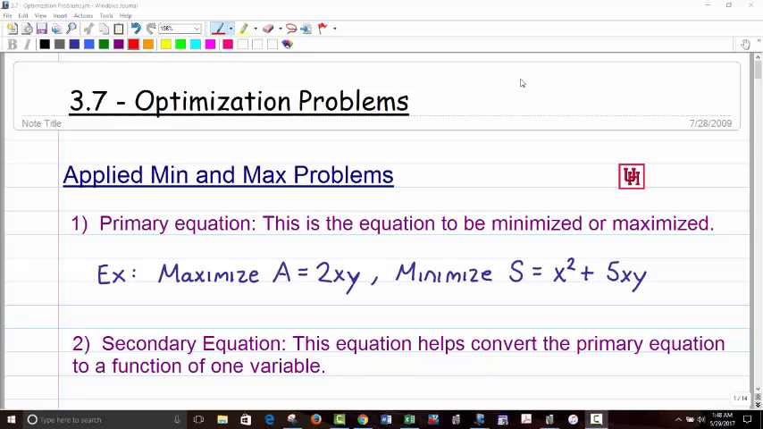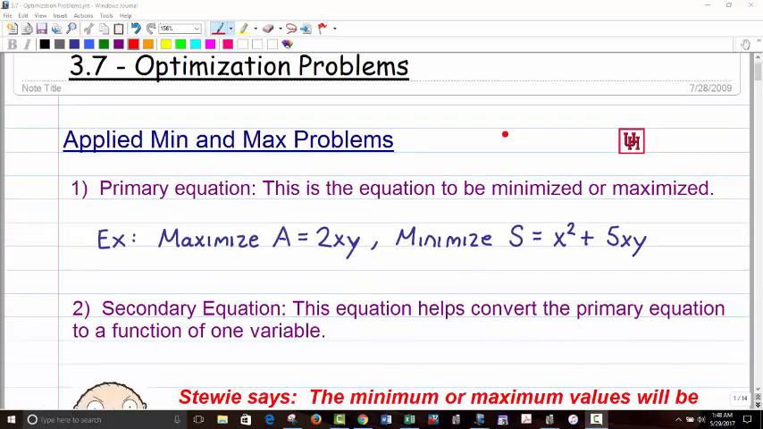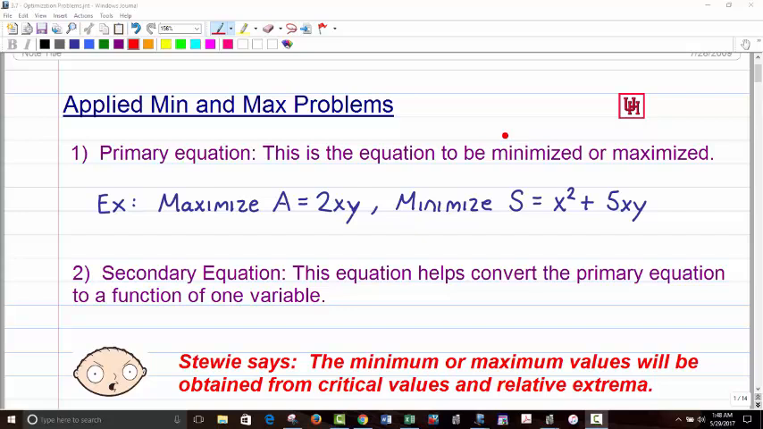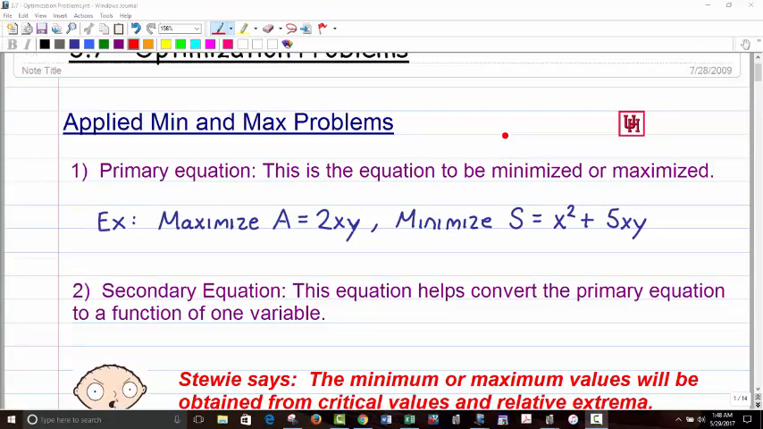Hello, this video is entitled Optimization Problems. It's taking application problems and using calculus, namely the derivative, to find minimums and maximums of situations that would be guaranteed by the use of the derivative. Now, for the most part, the applied min and max problems will come in this particular form. There could be exceptions to that.